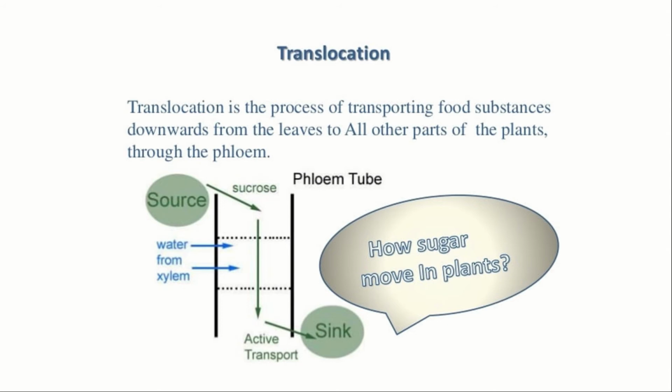Let us know what translocation is. Translocation is a process of transporting food substances downwards from the leaves to all parts of the plant through the phloem.